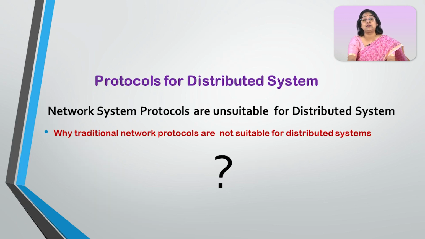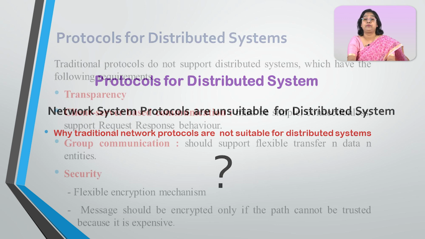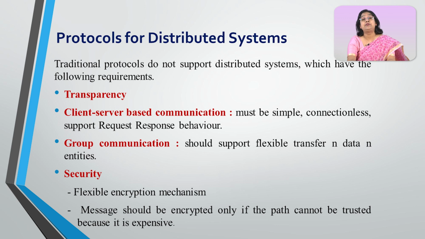The question arises, why are traditional network protocols not suitable for distributed systems? That is, why are network system protocols unsuitable for distributed system? The reason is that traditional protocols do not support distributed systems, which have the following requirements. The first is transparency. Communication protocols for distributed systems should use location-independent identifiers for process, which should not change even if the process migrates to another.